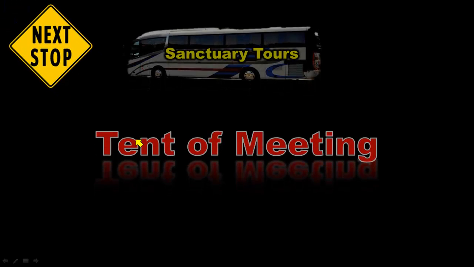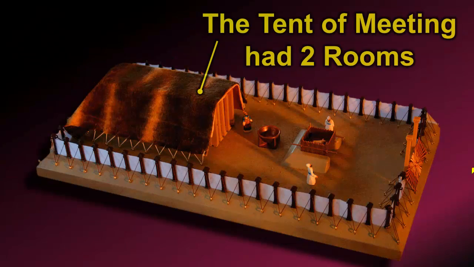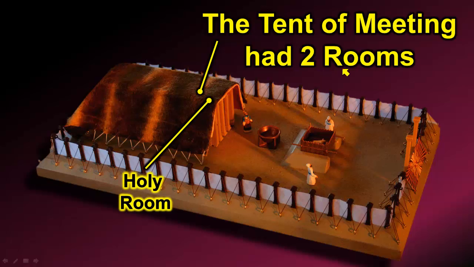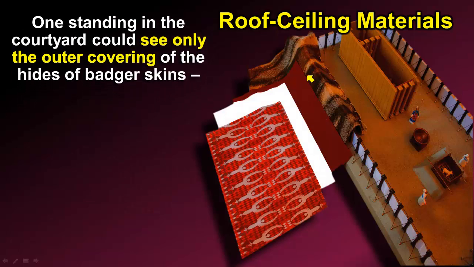Okay, our next stop will be the tent of meeting. The tent of meeting had 2 rooms in it. The first room is called the holy room, and the second one is called the most holy room. And it had a very elaborate outer covering.